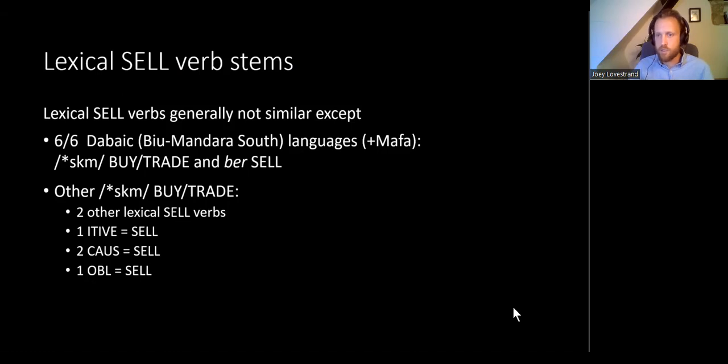And even if you look at the languages that do have that SKM root for buy or trade, they also vary in how they express sell. So outside of Biu-Mandara South, some of them have different lexical verbs for expressing sell. Some of them, at least one, has an itive for expressing sell, two use a causative form of the buy or trade verb for sell, and others use an oblique. So even where we can trace cognates, where we see that it's the same verb stem that's being used to express buy or trade, some of the languages that are still fairly closely related still choose to go in different directions in terms of their strategy for expressing sell.